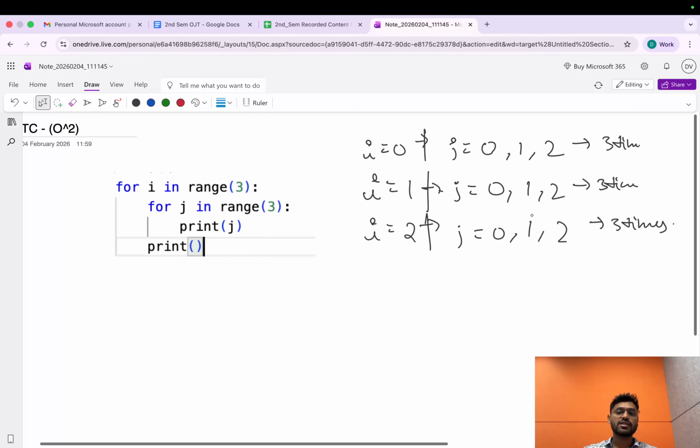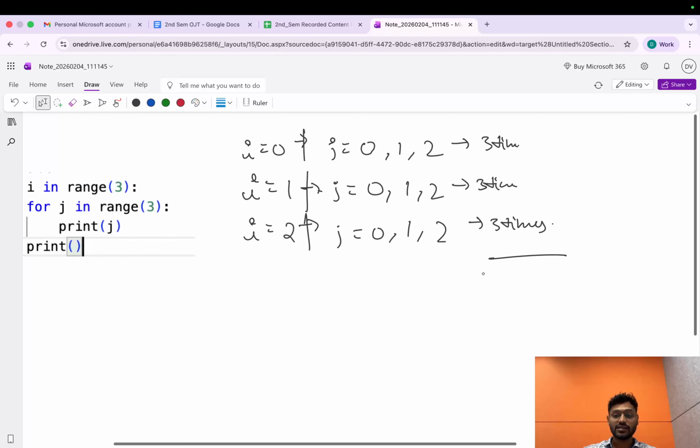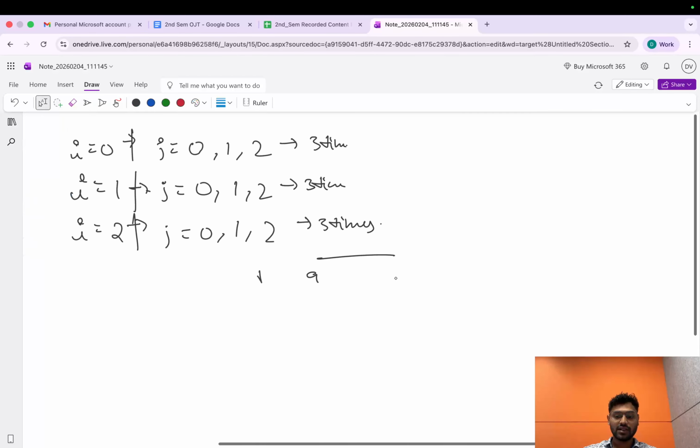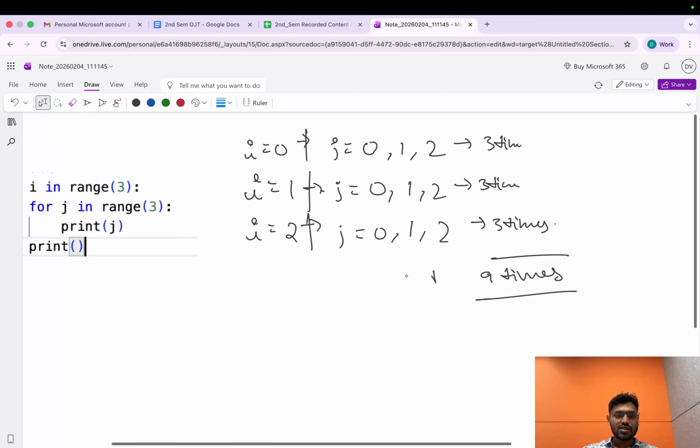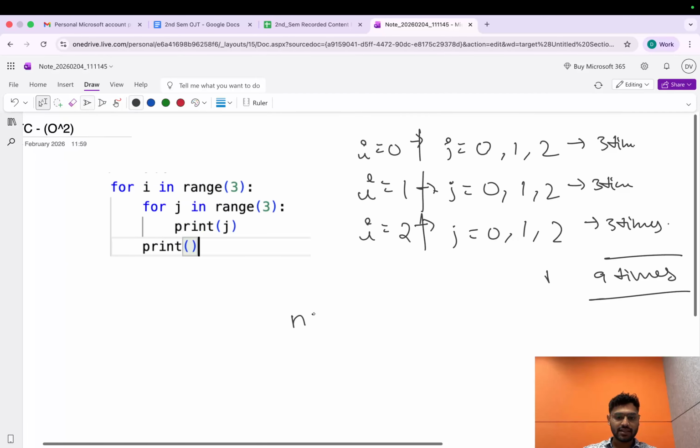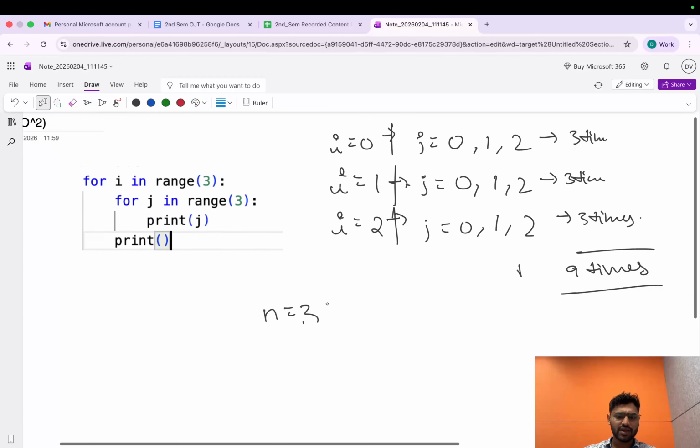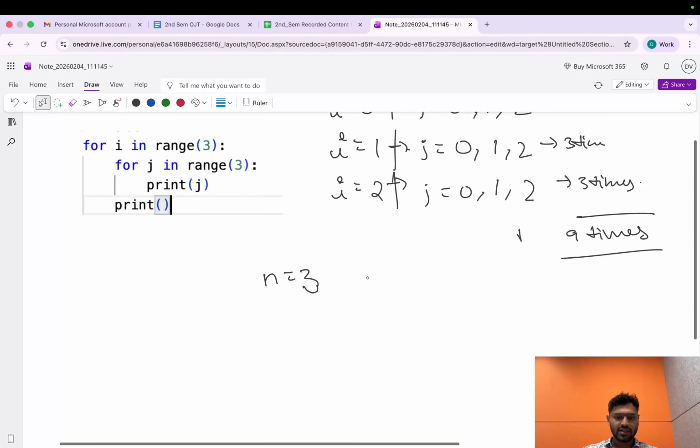Totally how many times it is running? 9 times, right? 9 times. So when n value is 3, how many times we are running? We are running steps 9 times. Am I right?